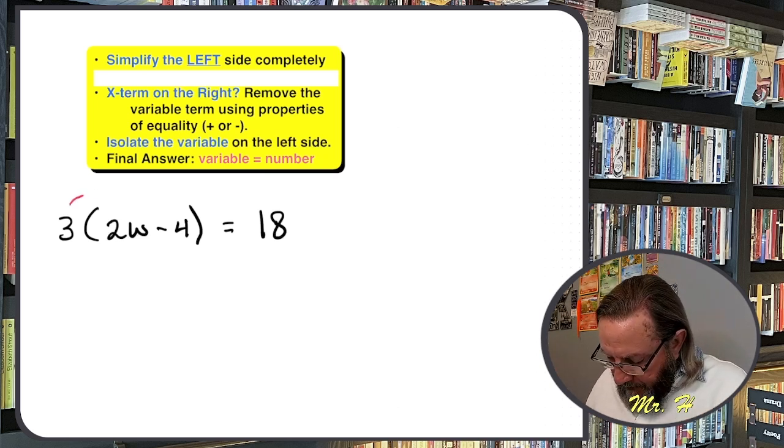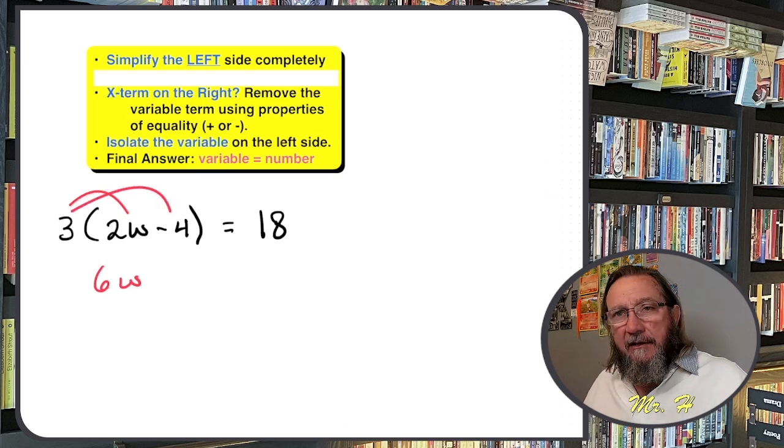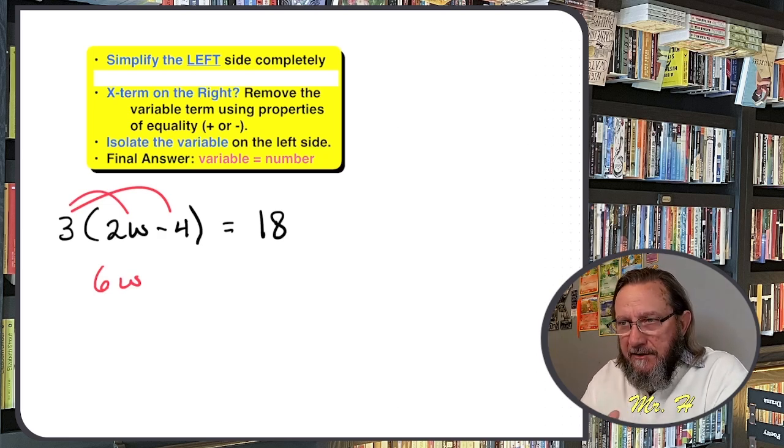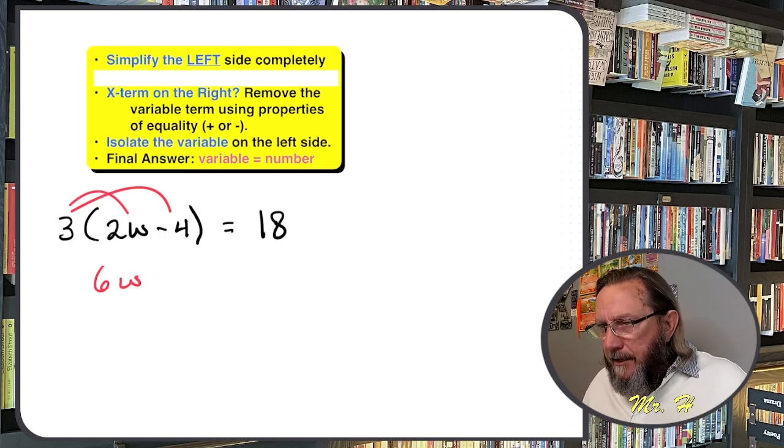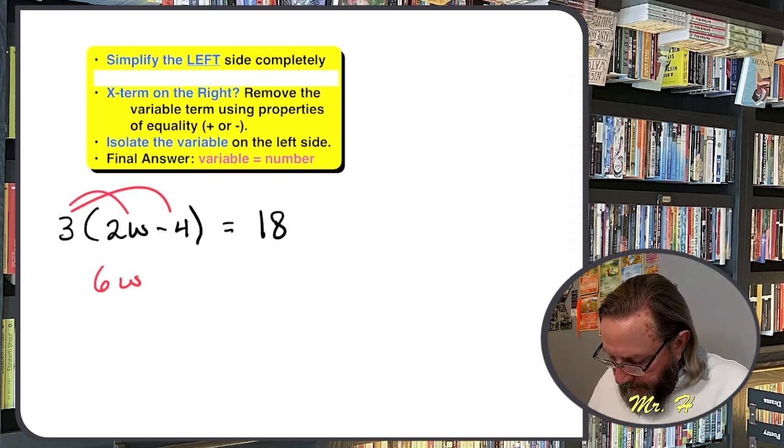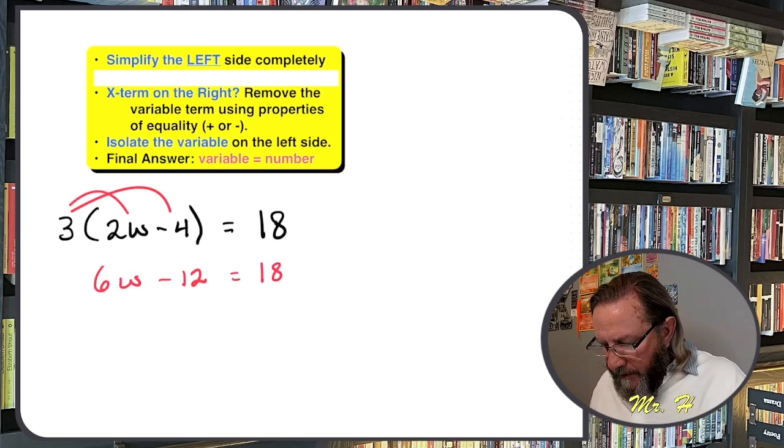We're going to take the positive 3 that's outside times the positive 2w on the inside. That's going to be 6w. And then we're going to take the 3 and multiply it times the negative 4. How do I know it's a negative 4? Because it says it. It's minus 4. Minus 4 and negative 4 mean the same thing. All right. So 3 times negative 4 is going to be a negative 12. And that's going to be equal to 18, just hanging out over there waiting for everything on the left side to get straightened out.